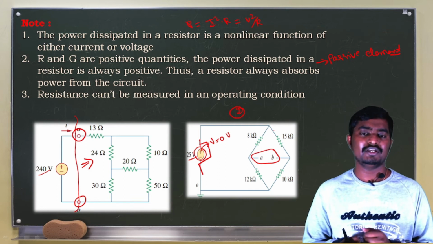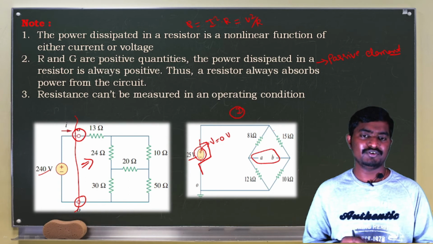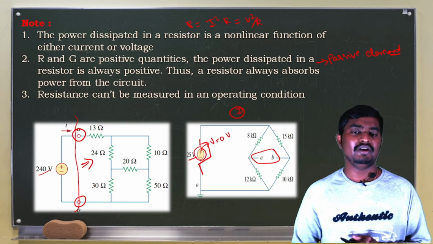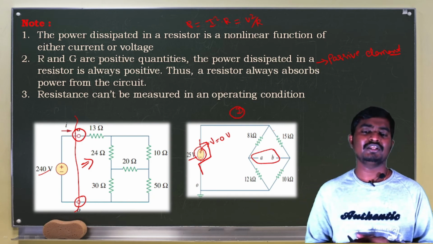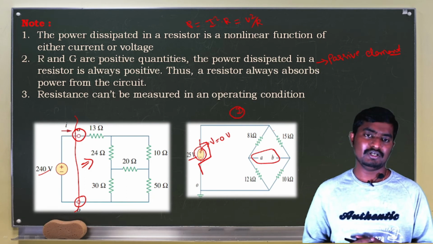If you want to calculate the value of resistance of a network, then we have to install a voltmeter and ammeter in the network. Only then can we calculate the resistances during the operating conditions.